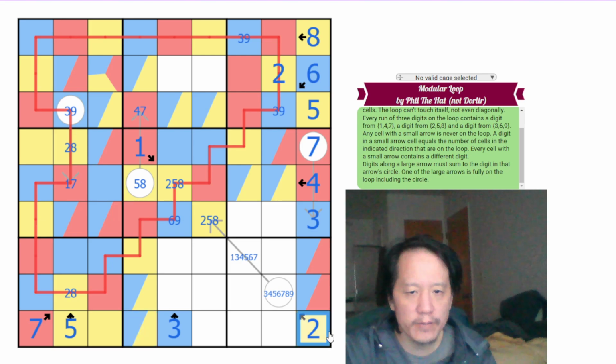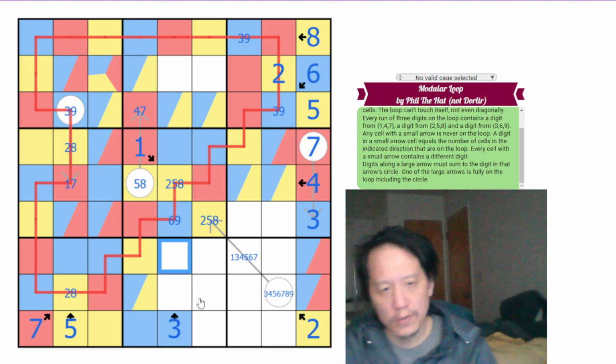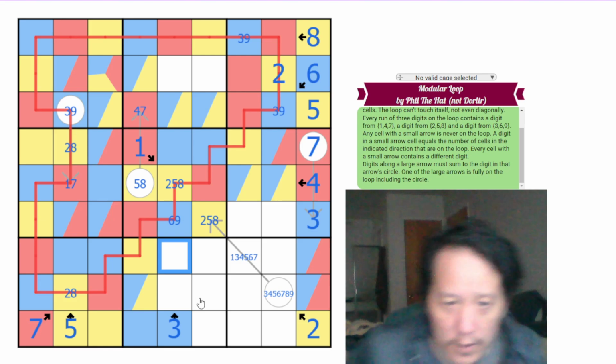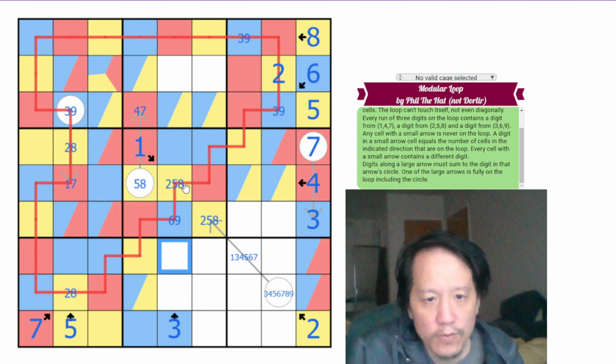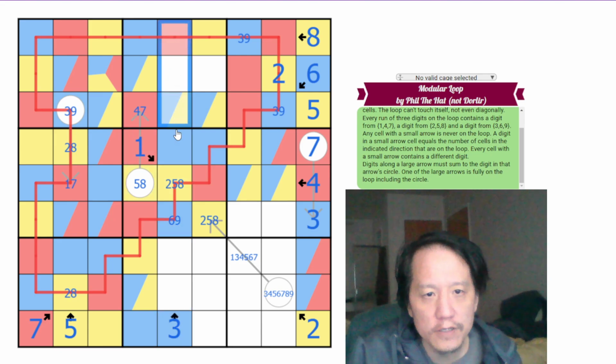Which means that can't be yellow because we have 3 yellows already in row 9. So this has to be blue. So we got blue, blue. This is blue or yellow. This is blue or yellow. We have all the blues in column 5, so this cannot be blue. This has to be yellow.